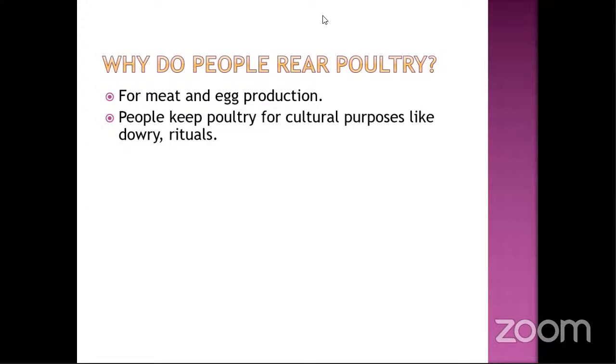Then the other reason is for dowry. You go to marry a girl. They tell you to bring dowry, which is in the form of chicken. Bring 10 chicken, and you do so. So this is what you need to know.